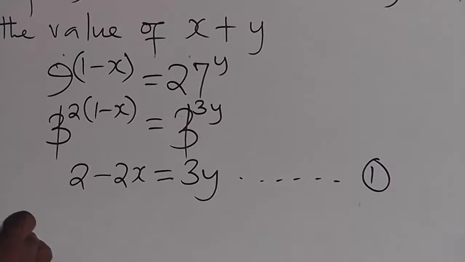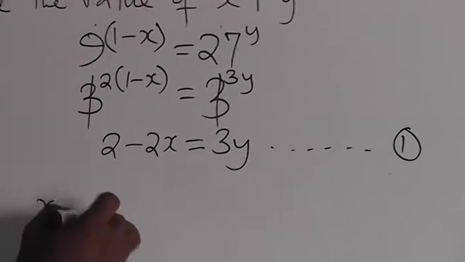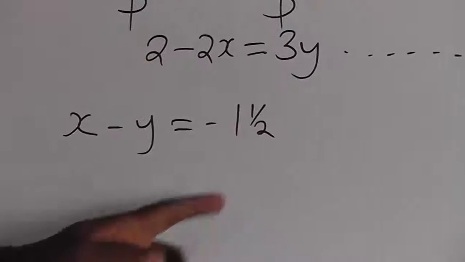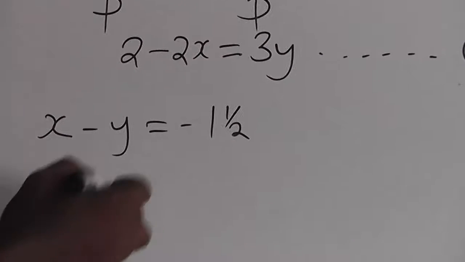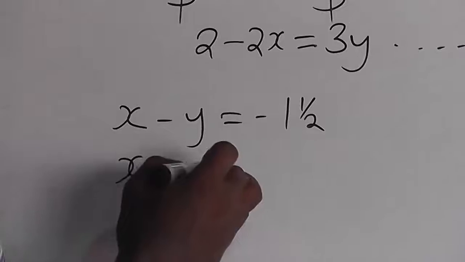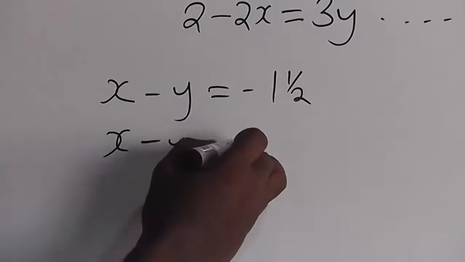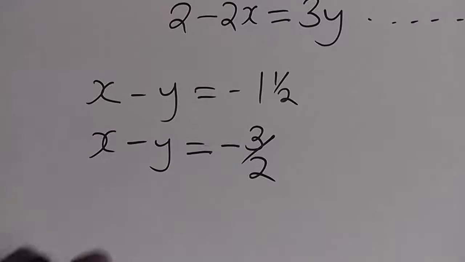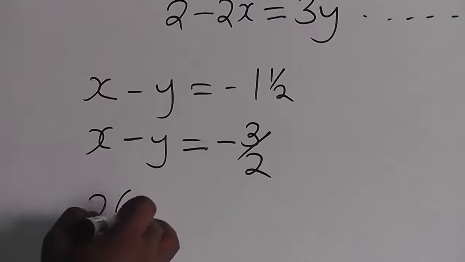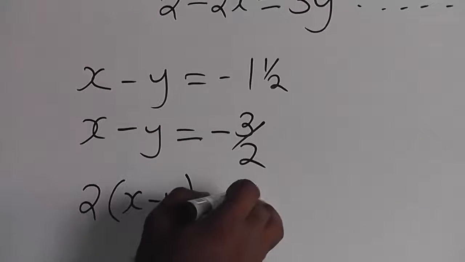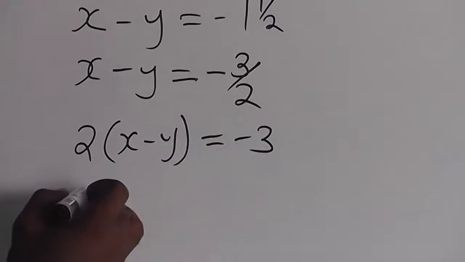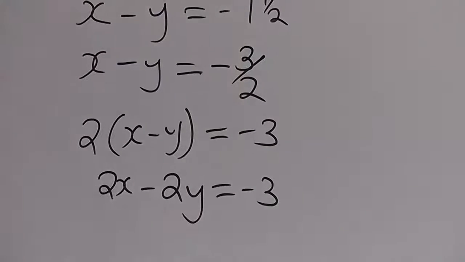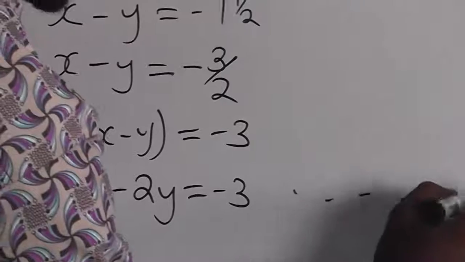Now our equation 2 is already there, but we can make it clearer. x minus y is equal to minus 1 whole number 1 over 2. We just need to convert this to an improper fraction. This is a mixed fraction. So you have x minus y is equal to minus 2 times 1, 2, plus 1, 3, 3 over 2. If we cross multiply, we'll have 2 into bracket x minus y is equal to minus 3. Then, if we open this bracket, you have 2x minus 2y is equal to minus 3. So we have created our equation 2.